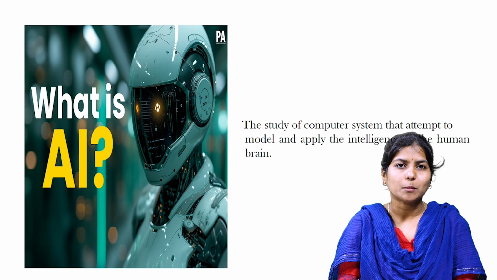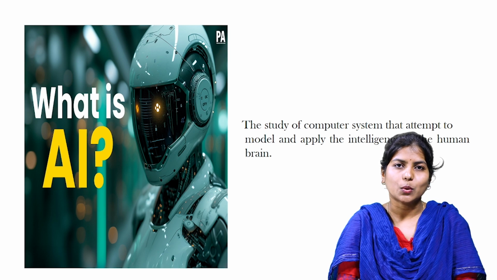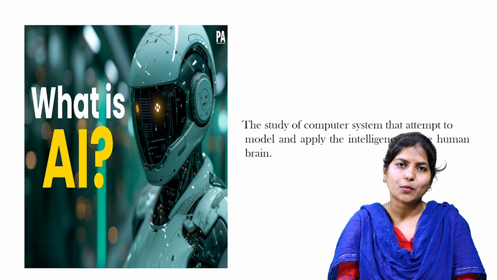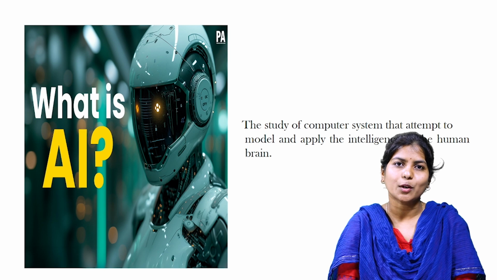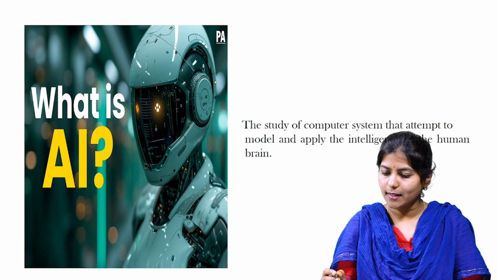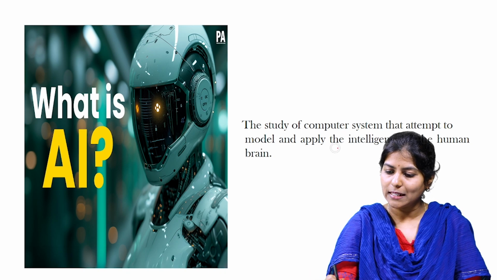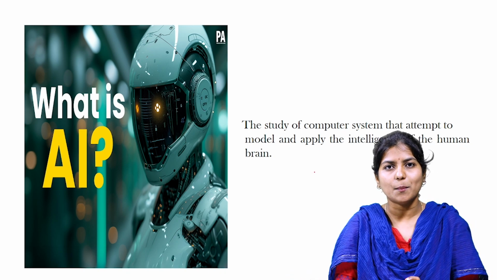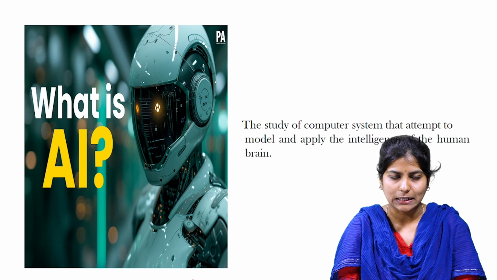So AI is nothing but artificial intelligence. Artificial intelligence is a technology which learns from the data, solves problems and makes decisions, which mimics human intelligence. In short, we can say it is applying human intelligence to models and systems. So this is the basic definition of artificial intelligence.